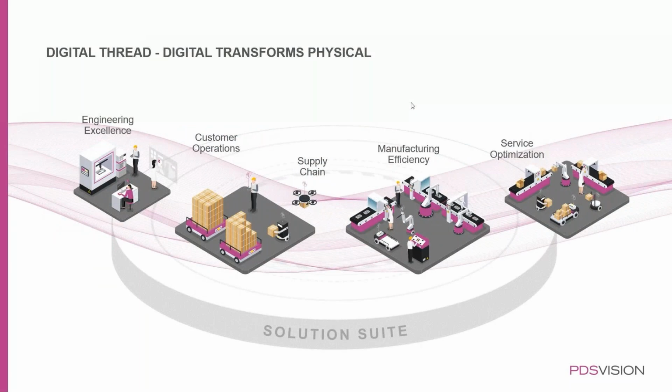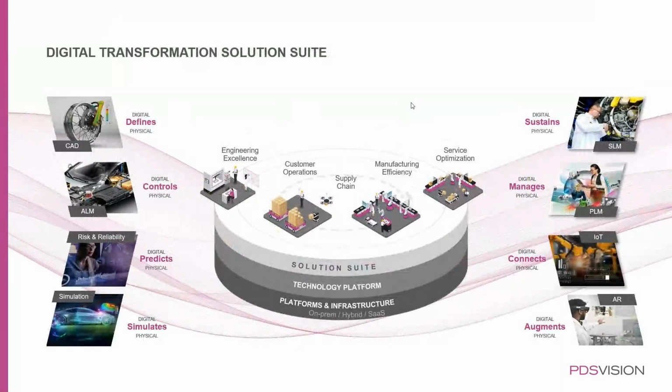Now, once again, the digital thread, the transformation of the physical: we have engineering excellence, customer operations, supply chain, manufacturing efficiency, and of course, service optimization. All those things are very important. That is why the different pieces of the Windchill environment are important as well.